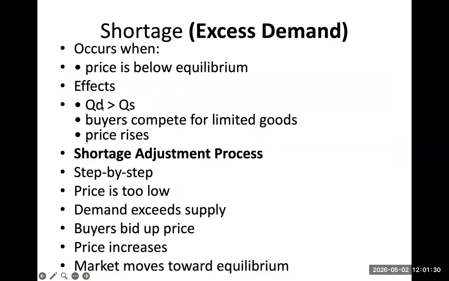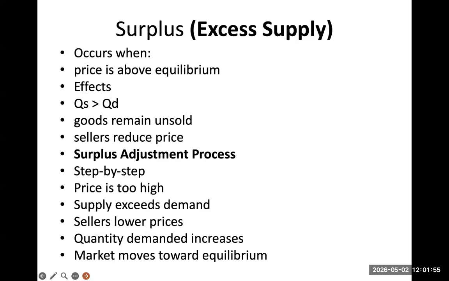So whenever quantity demanded exceeds the quantity supplied, there's shortage. That's excess demand. Because of the excess demand due to too low a price, the demand will exceed the supply. Then the buyers themselves will bid up for a higher price. So this will push price to increase, and when the price increases, the market moves towards the equilibrium. On the other hand, there can be excess supply.